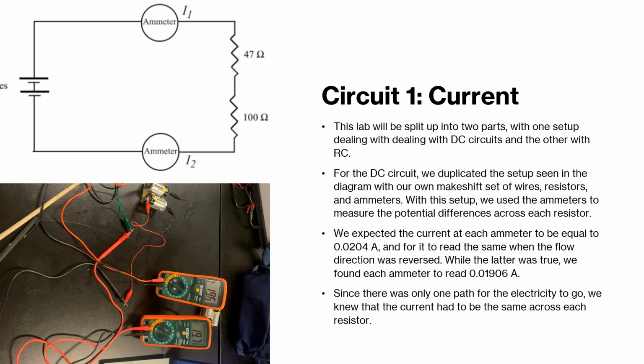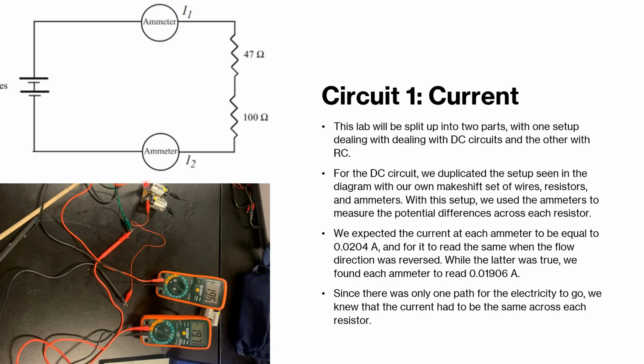This lab will be split up into two parts, with one setup dealing with DC circuits and the other dealing with RC. This first circuit is dealing with DC currents. For this, we duplicated the setup seen in the diagram up here in the top left. We did this using this set of wires, ammeters, and resistors, and we used the ammeters to measure the potential differences across each resistor.